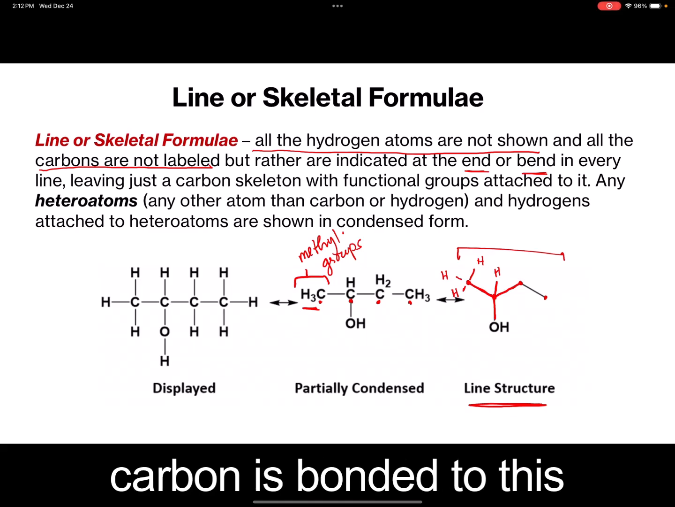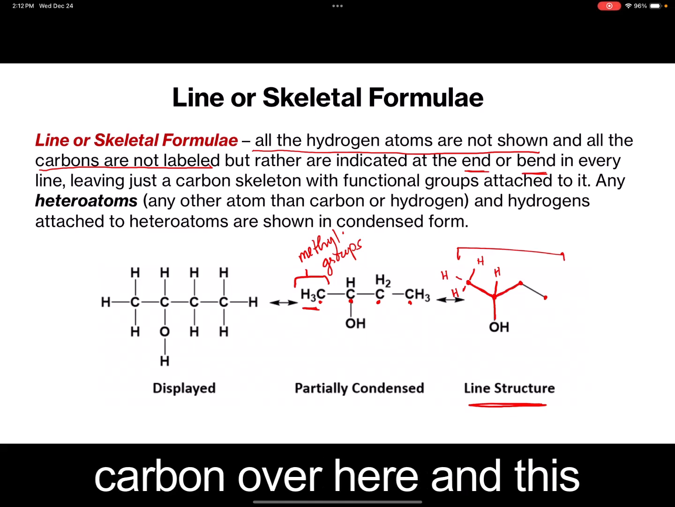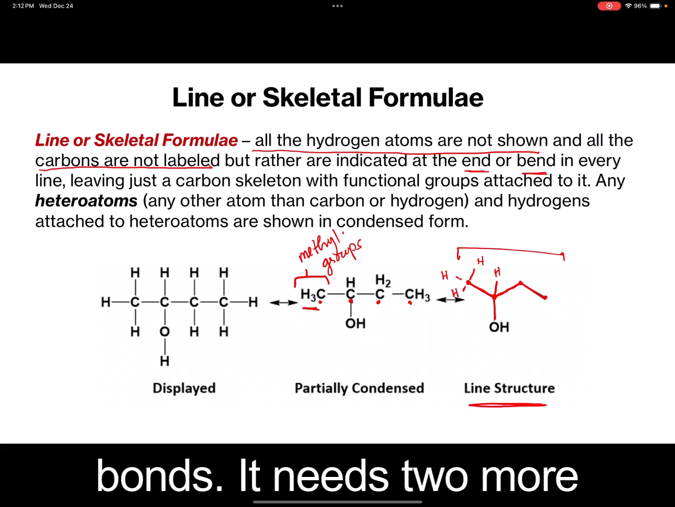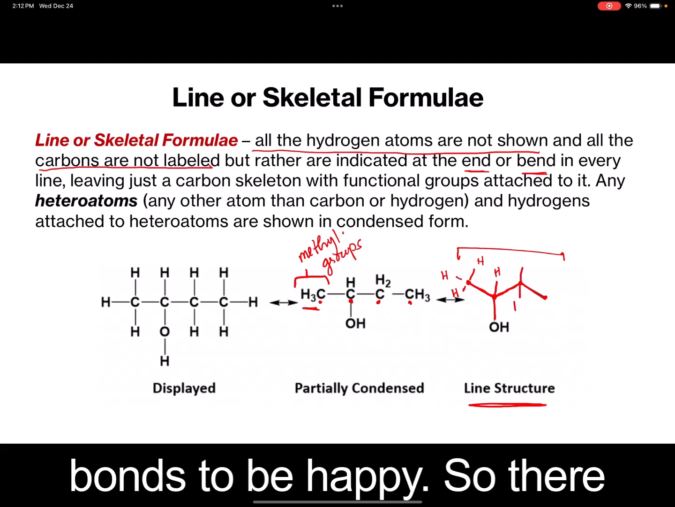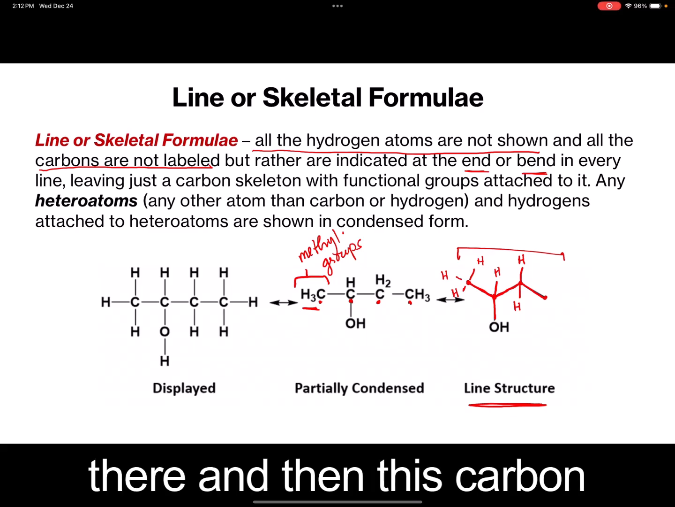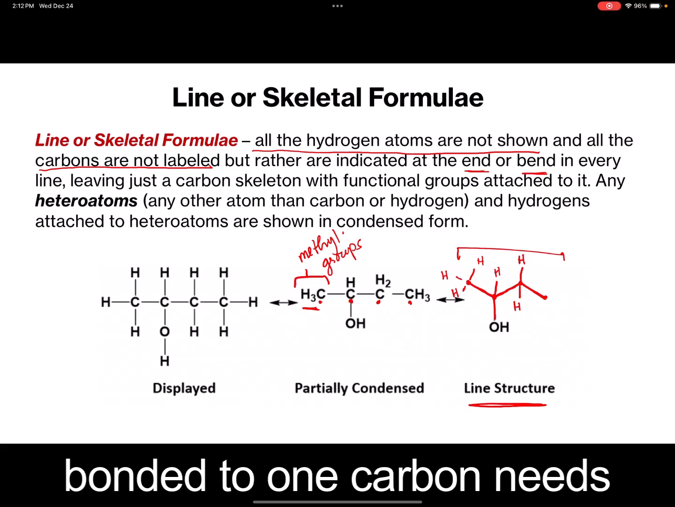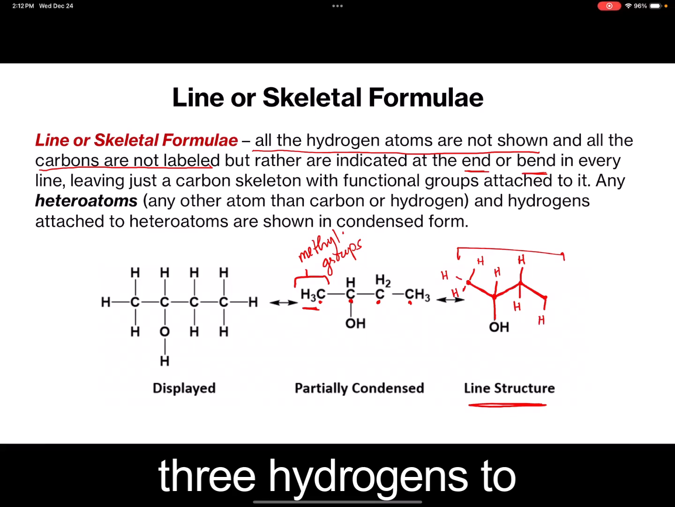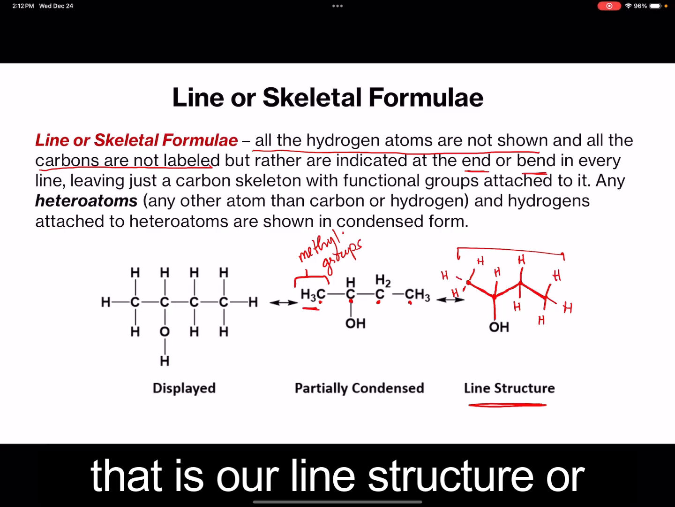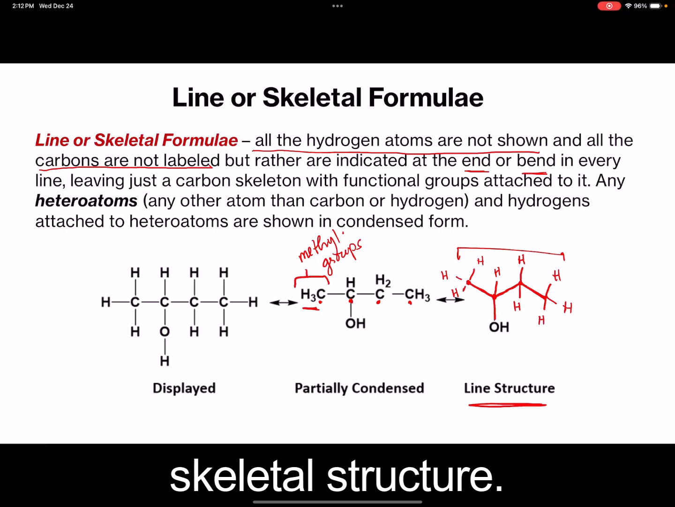This carbon is bonded to this carbon over here and this carbon over here. That's 2 bonds. It needs 2 more bonds to be happy. So there has to be 2 hydrogens there. And then this carbon bonded to 1 carbon needs 3 hydrogens to bond in here. All right, so that is our line structure or skeletal structure.